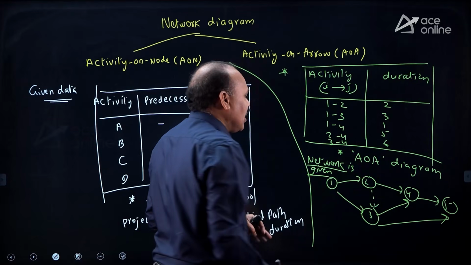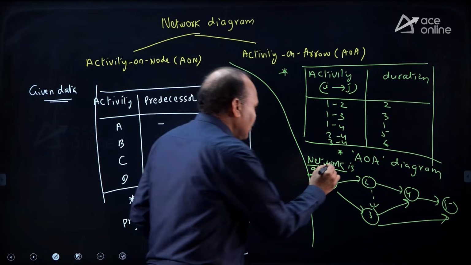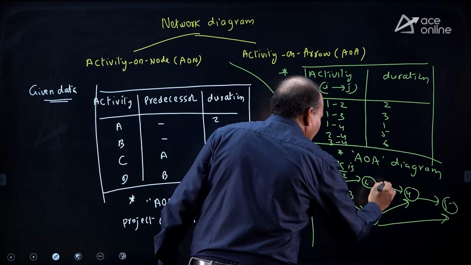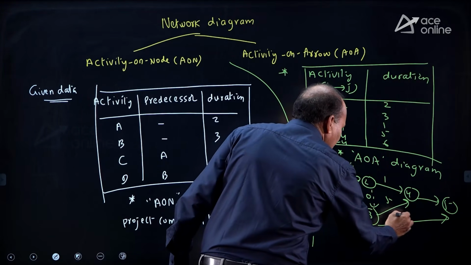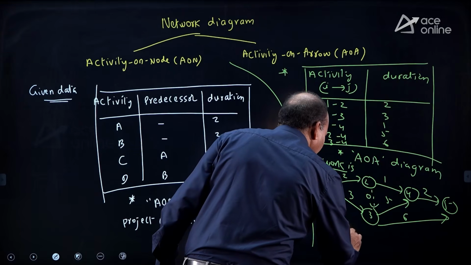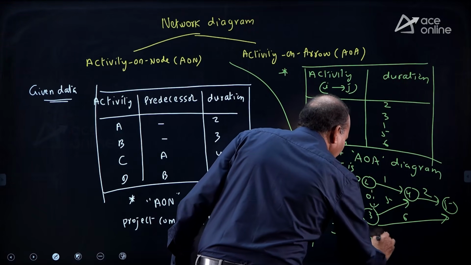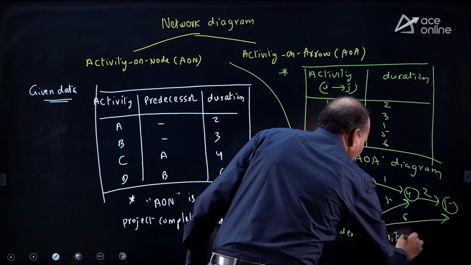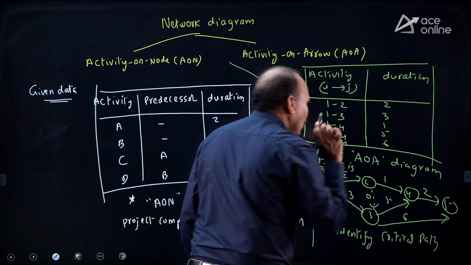If network is given, directly we can find out critical path. Here the values you can find: 2, 3, 1, 0, 5, 6, 2, like this. And identify critical path. Critical path duration is equal to project completion time.